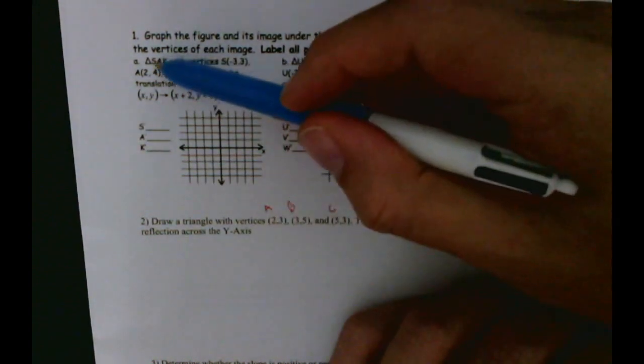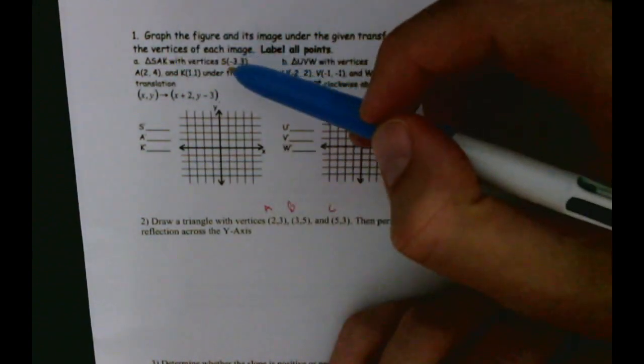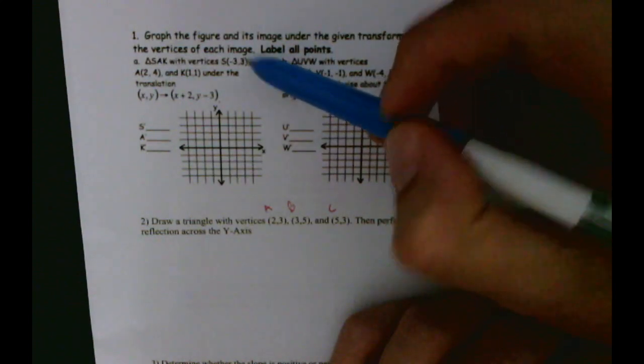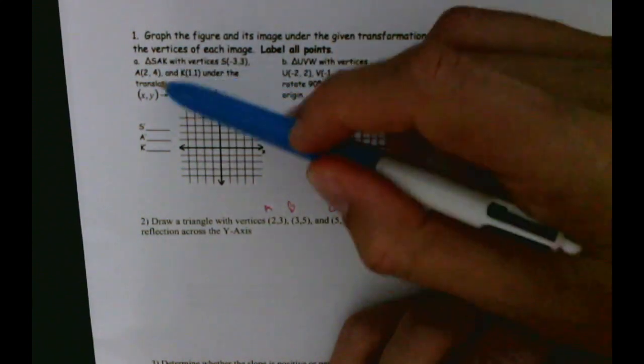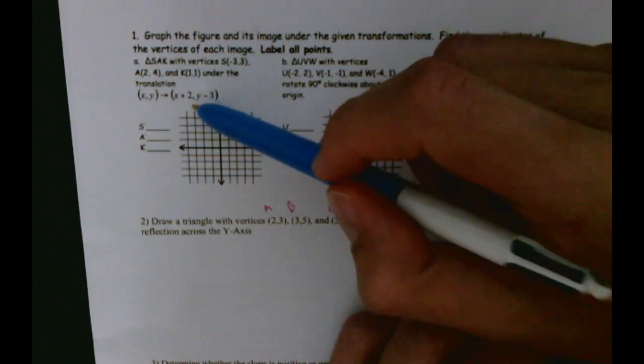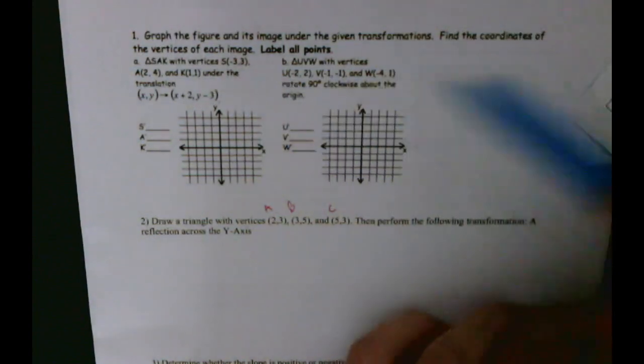So notice how it says triangle there. Triangle SAK with vertices S (-3, 3), A (2, 4), and K (1, 1), under the translation X plus 2 and Y minus 3.